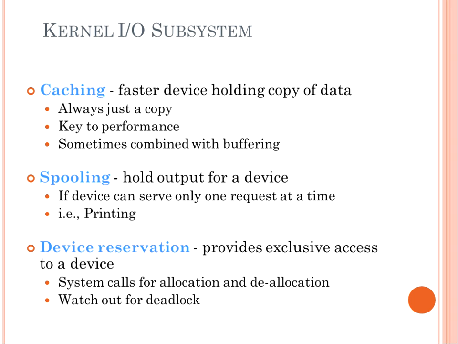Okay, kernel input-output subsystems. Again, caching, spooling, device reservation. Again, these are all strategies to help. We talked about buffers. Caching is devoted storage for a particular purpose. We already looked at memory caching. Spooling, another strategy, holds output for a device. Device reservation provides exclusive access to a device.